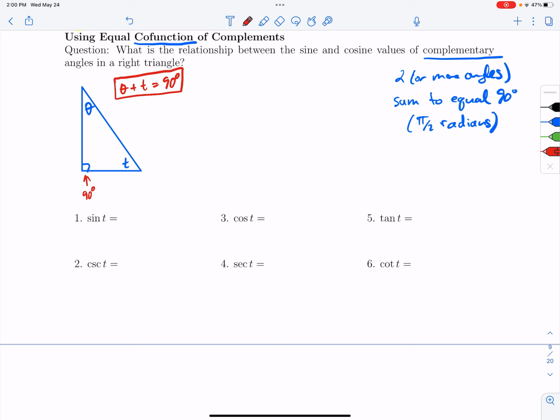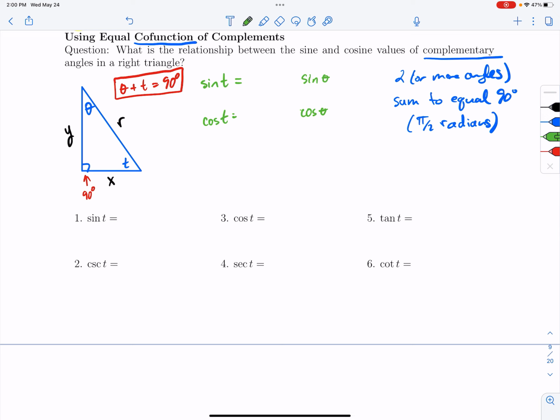And now let's find the sine of these. So sine of t, what is that equal to? And what is cosine of t? And then what is sine of theta? And what is cosine of theta? And I need to label a little bit more on this triangle. Let's label this side as x, this side as y, and this side as r here.